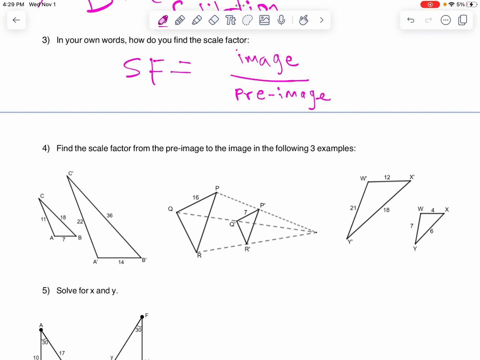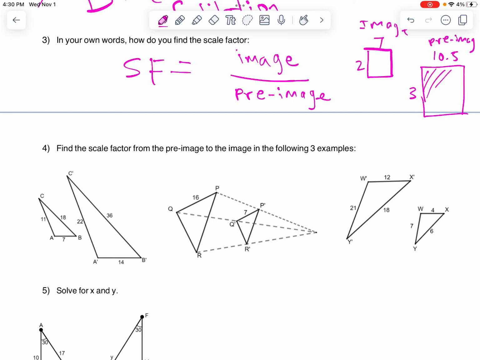Okay, so let's say you have a figure like this. This is 2 and this is 7. And let's say this is going to be, I don't know, let's do 10.5 and 3. Okay, so we have to find the scale factor, and let's say this one is the image. This one is the pre-image. So that means we started with this figure, and then we shrunk it down into this one.